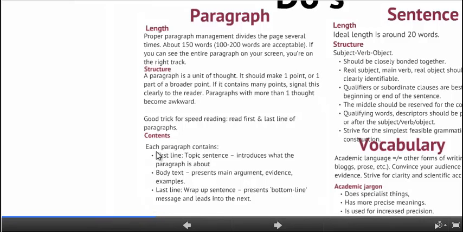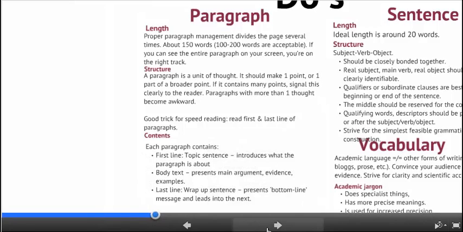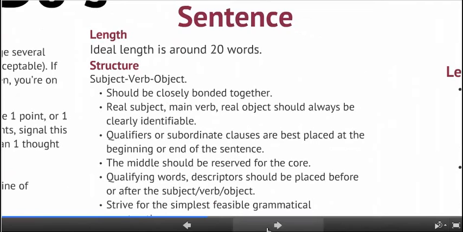So this is really what you want to pay attention to when you build your paragraphs. Moving on to sentences. The ideal length here is around 20 words. Again, ballpark figure. Really, nobody's going to count them. It's more to give you a visual tool. Structure, well, now we're getting into grammar.